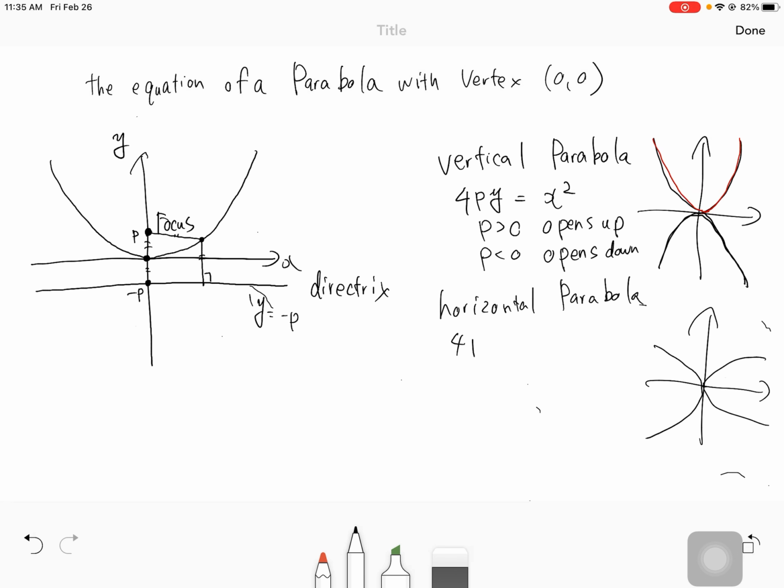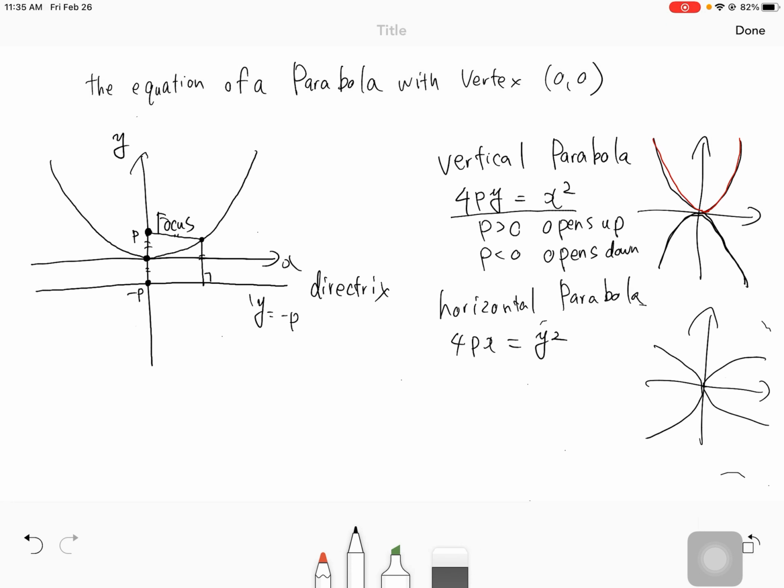And next, the equation of horizontal parabola. The equation is 4px is equivalent to y squared. Do you see any difference between them? Yeah, the difference is you just switch x and y. That's it. So you have to be careful. 4py is equal to x squared is the equation of vertical parabola. And 4px is equivalent to y squared is the equation of horizontal parabola.